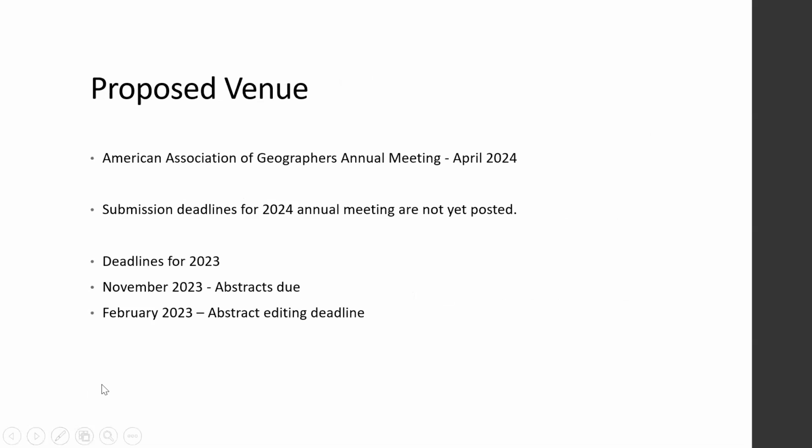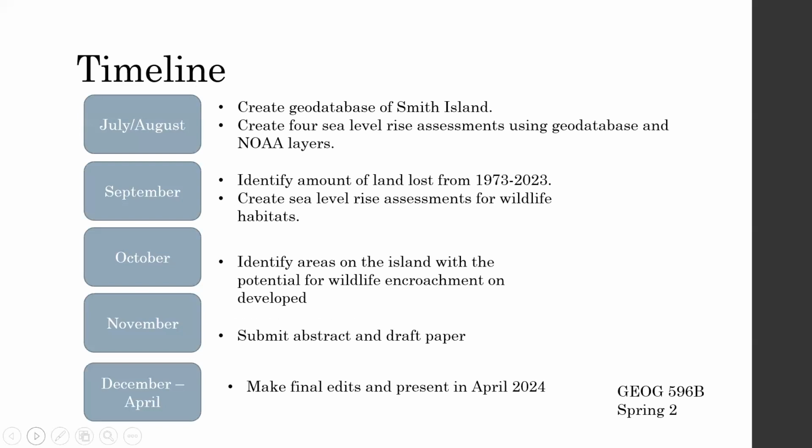And then the proposed venue for my presentation is the American Association of Geographers annual meeting in April of 2024. They don't have their submission deadlines for next year's meeting, so I just based my timeline off of the submissions from this year's meeting, which was the abstracts are due in November, and February is the deadline to edit those.